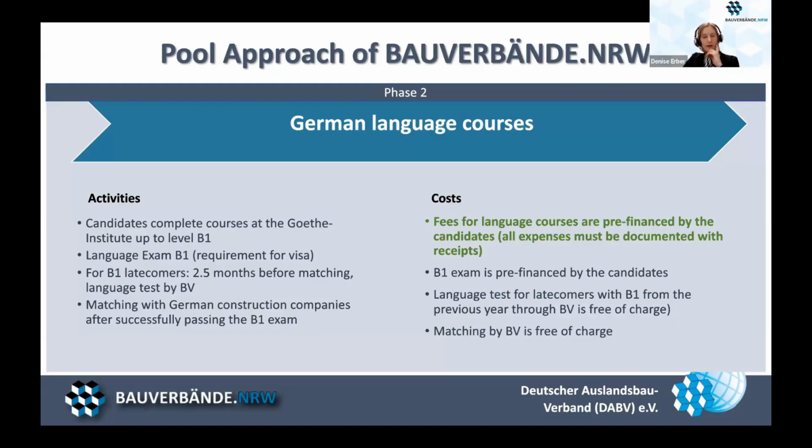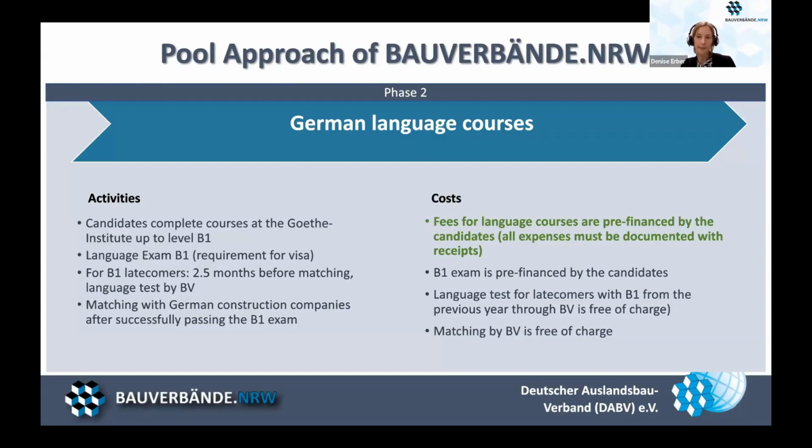For B1, they're all going into a pool. That's why it's called the pool approach. And sometimes when they are doing the language exam B1 and they're finishing late, for instance in October, then it's hard to match them with a company because they're already starting the traineeship here in Germany in September or October. So they are waiting in the pool, and for the latecomers, we as Bauverbände offer to test them 2.5 months before we start matching them the next round, the next year, so we can make sure that they are still at the level B1, or if not, that they can prepare before we have the interview with the company.